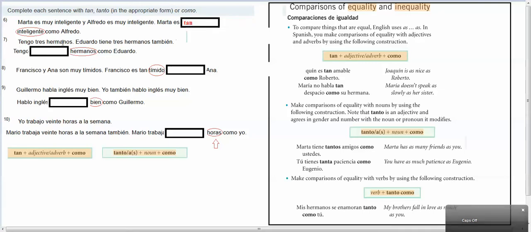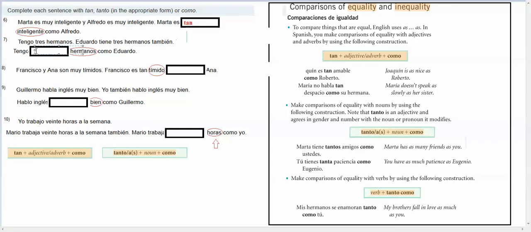Okay, tengo 3 hermanos. Eduardo tiene 3 hermanos también. Tengo blank hermanos como Eduardo. Now we're comparing the amount of brothers. I have 3 brothers, Eduardo has 3 brothers, so I have as many brothers. If you're comparing the amount of something you have, that's a noun. So you're using tanto, noun, como, and your tanto needs to agree with the noun that it's describing, which is hermanos. So you want to use tantos.